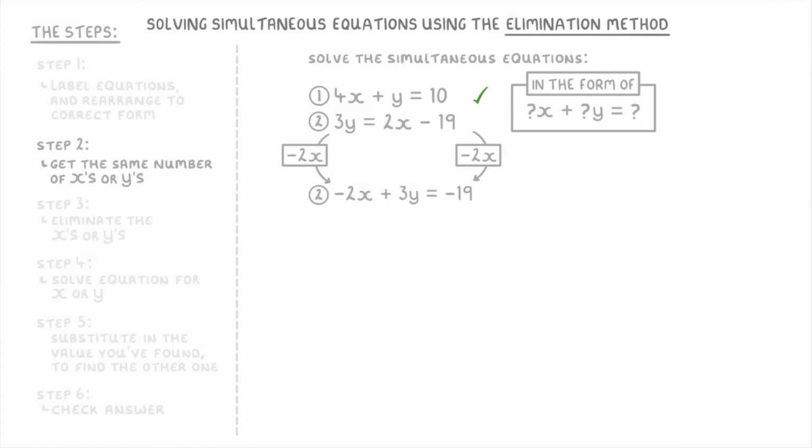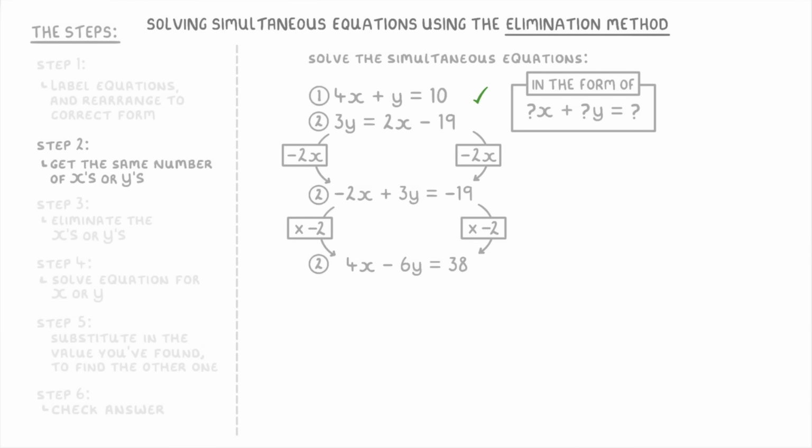Next, we need to get the same number of x's or y's in both equations, because we need to have the same number of them before we can eliminate them. For example, because this first equation has 4 x's, we could try and make the second equation also have 4 x's as well, which we could do by multiplying the whole second equation by -2, to get positive 4x minus 6y equals 38. And again, we label the equation 2 because it's the same equation.